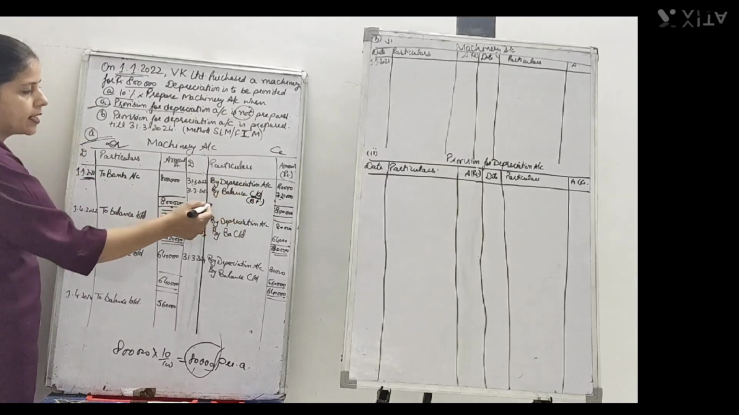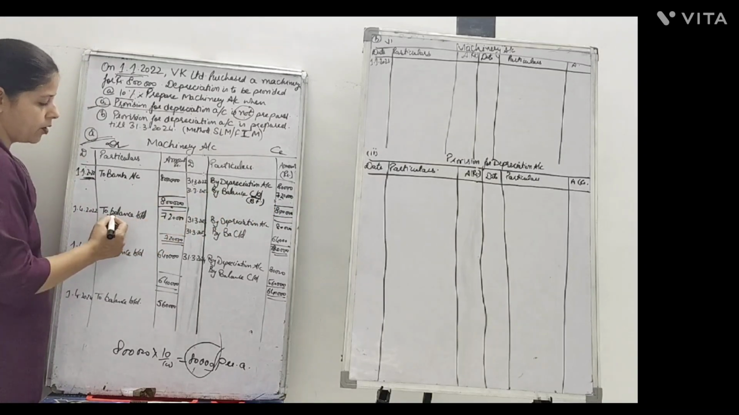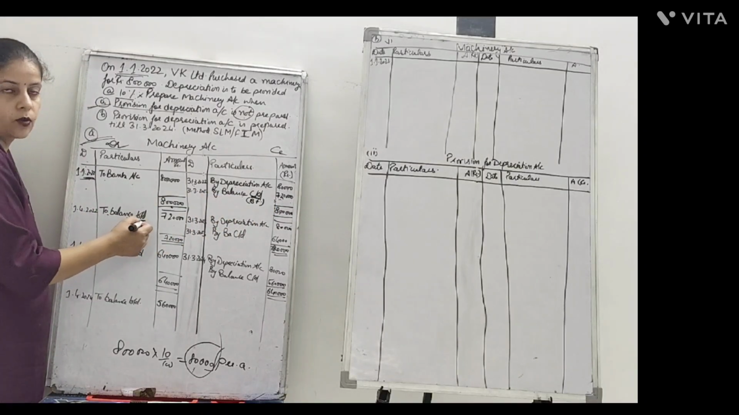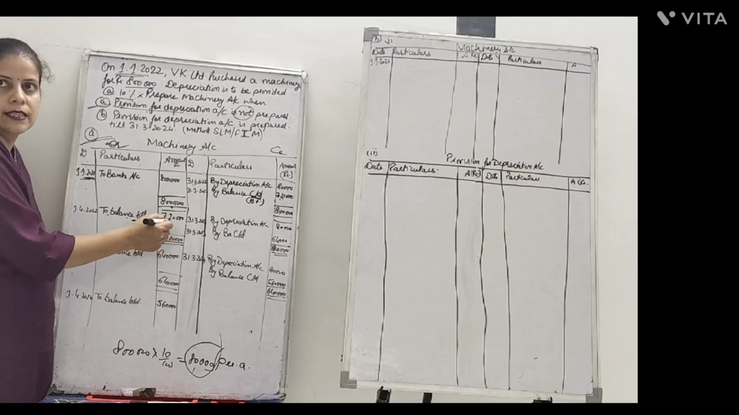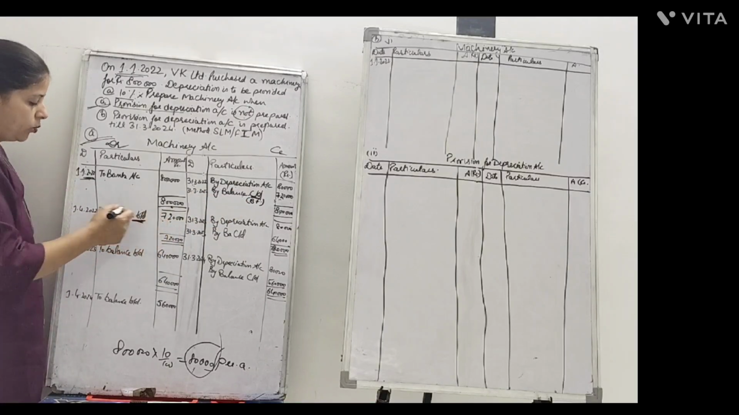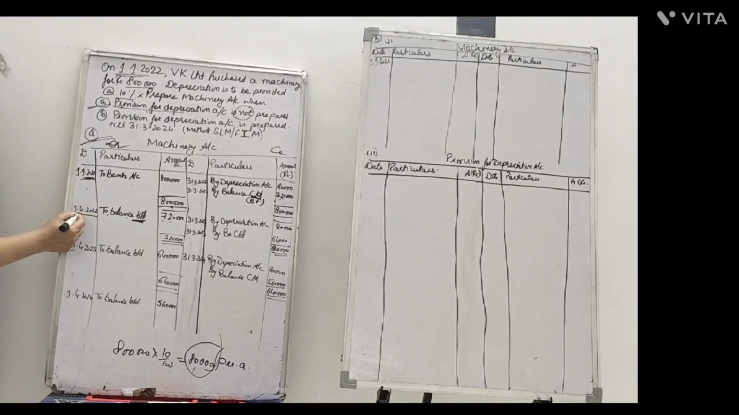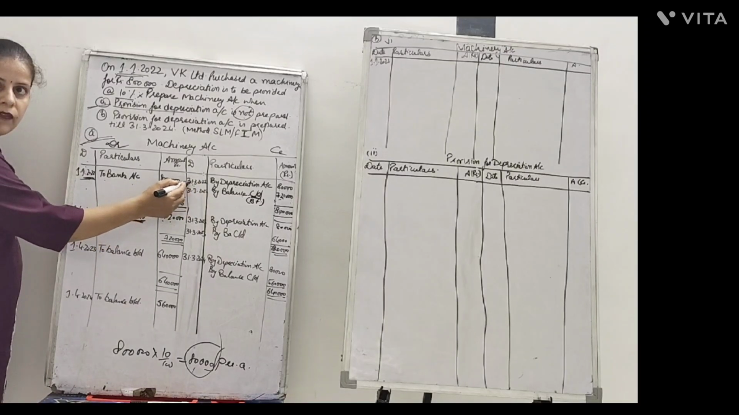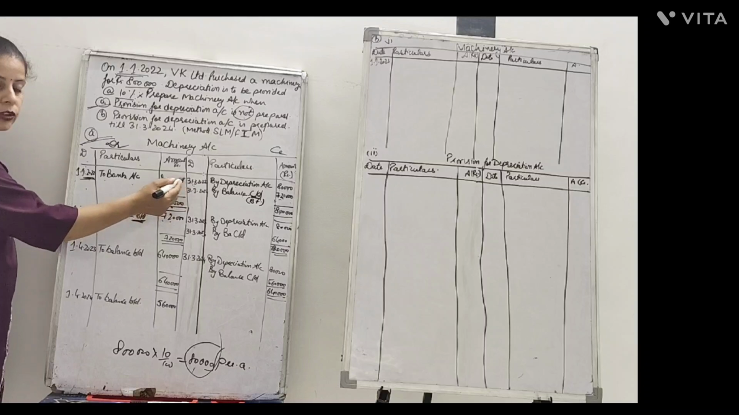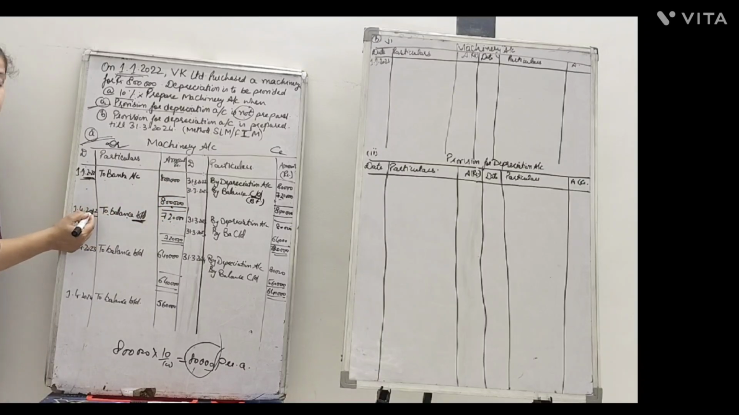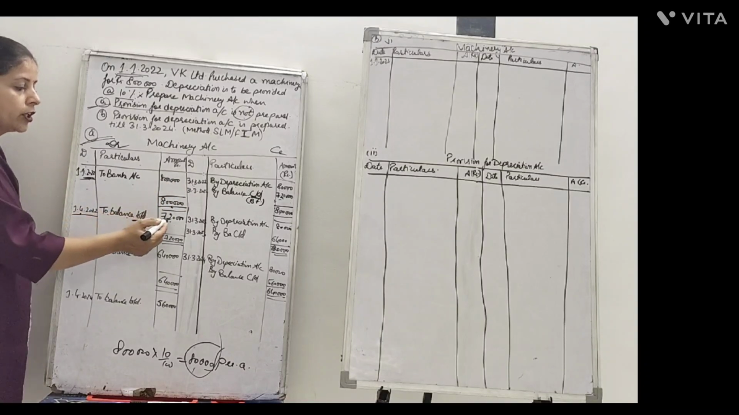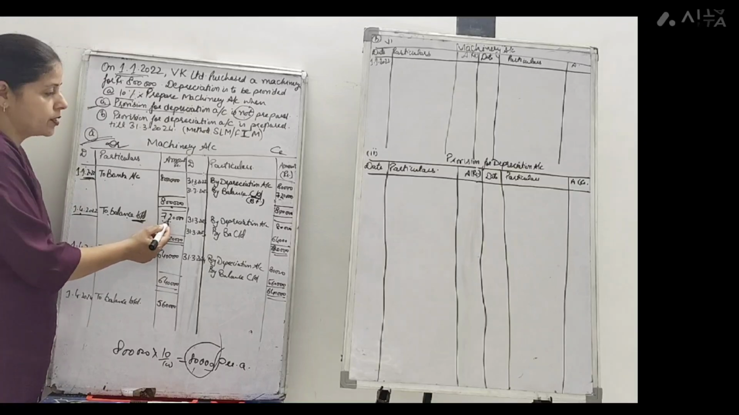Now what you have to do is bring down the balance. What was carried down, 7,20,000, is brought down on 1st of April 2022, because the year ended on 31st March 2022, so the next year would start on 1st of April 2022. So we got the balance of 7,20,000 here.